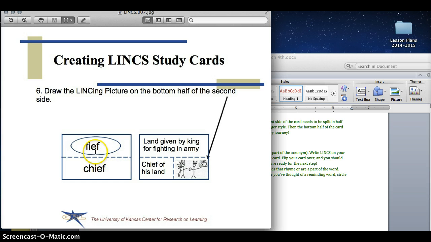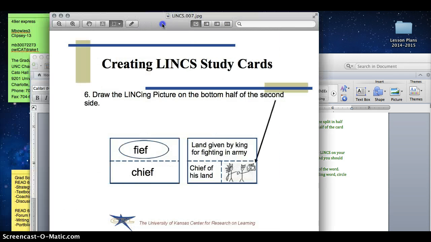And so then the S step is all about self-test. So I start by saying, my word is fief, my reminding word is chief. He's a chief of his land. And here's my picture. It's a little guy holding a map of land. And that reminds me, my definition is land given by king for fighting an army. And it's just supposed to be like a flow of ideas.